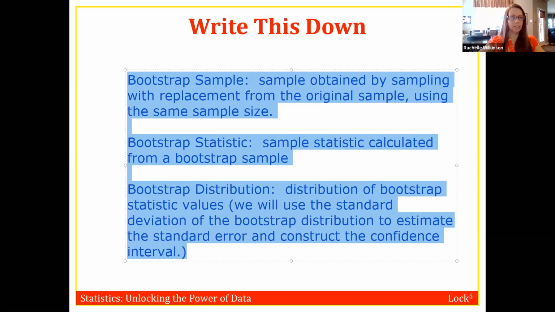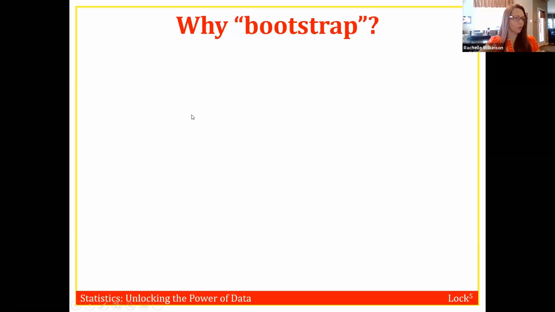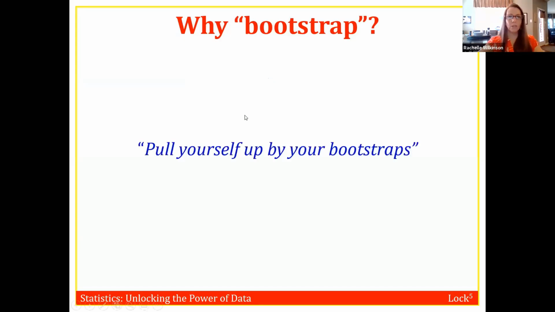All right, so let's talk a little bit more about bootstrap and bootstrap distributions, bootstrap samples. Starting with why bootstrap? Like where does this term bootstrap come from? And basically it comes from an old saying that was pulling yourself up by your bootstraps.